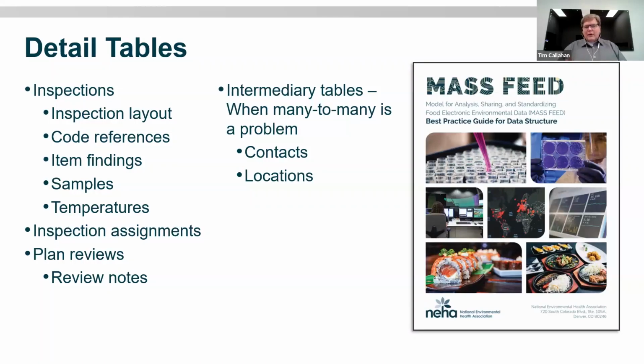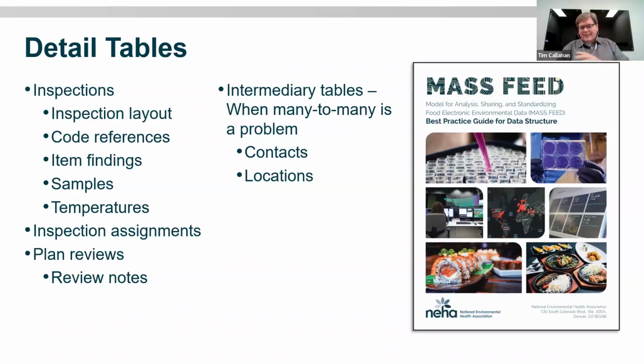Then you have the intermediary tables. When you can't really put a line between parent and associated record because it may be linked to two things. So like you may have a Burger King, 2, 3, 5 Burger Kings owned by the same person. By using these intermediary tables, these are things that allow us to say, okay, this owner is associated with 5 Burger Kings.